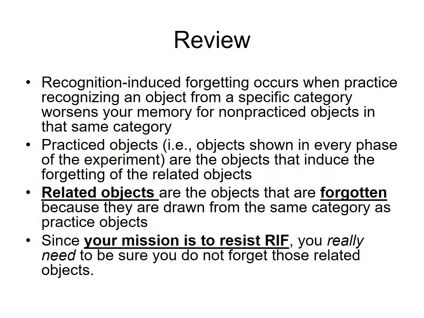In conclusion, recognition-induced forgetting occurs when practice recognizing an object from a specific category worsens your memory for non-practiced objects in that same category. Practiced objects, or objects shown in every phase of the experiment, are objects that induce the forgetting of the related objects. Related objects are the objects that are forgotten because they are drawn from the same category as practice objects. Since your mission is to resist RIF, you really need to be sure you do not forget those related objects.